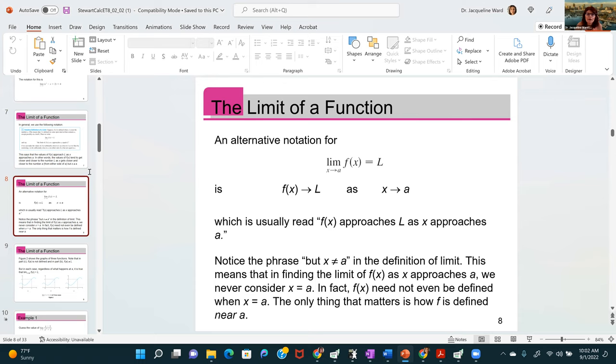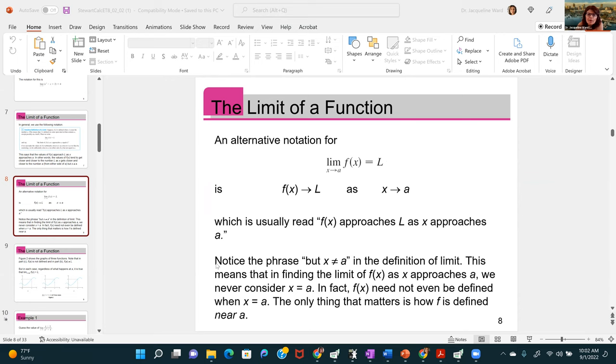Other notation: the limit as x goes to a of f equals L. You could also just write f goes to L as x goes to a. The top is nice and compact. You've got everything in one equation. Sometimes you're just talking about one piece or the other, but anyways.